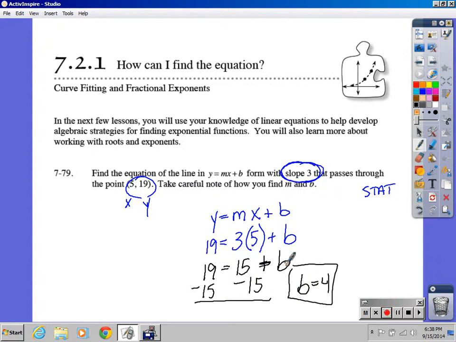Now the problem is asking us to find the equation. So we have to go back and say y equals 3x, that's our slope, plus 4.